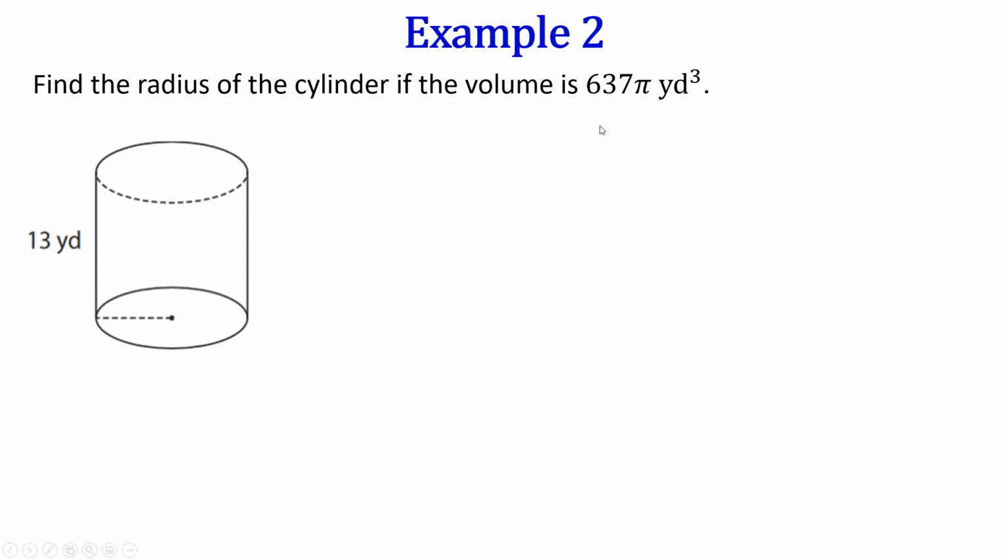So same thing, I'm going to use my formula. I know my formula is pi r squared h. And I'm going to ask myself, what do I know? Well, I know that the height is 13 yards. I know that the volume is 637 pi. So I'm going to go and plug those in. And this is what my equation will now look like.